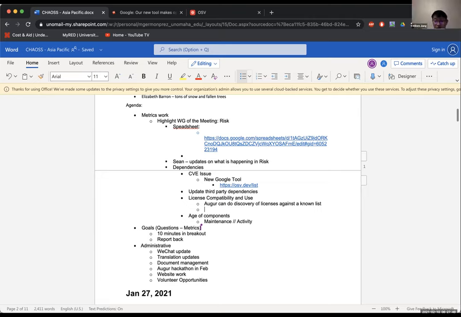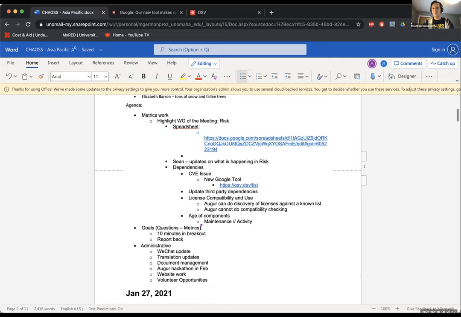Yeah, just like a whitelist and a blacklist. So if there's some license we are not allowed to use, maybe the tool can send a warning message or just complain about that.